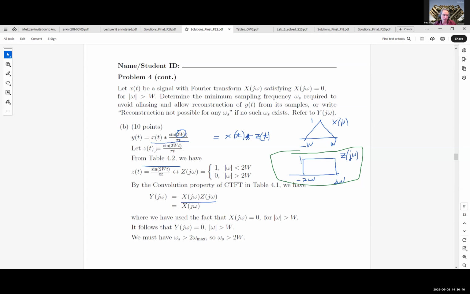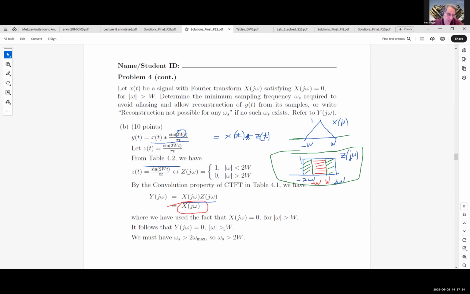So this part of the Z of j omega is kind of irrelevant because X of j omega is already 0 there. So it doesn't matter that this is 1. It's just being multiplied by 0. So the only part that really matters is what's going on between minus W and W, which is like this region right here. And there, everything just gets multiplied by 1. So we just end up with, as our result, X of j omega.